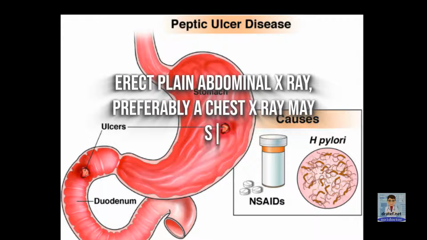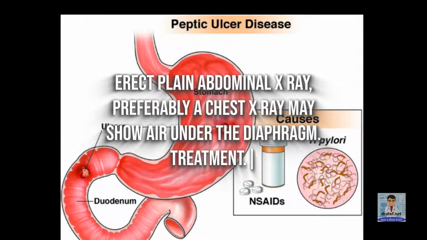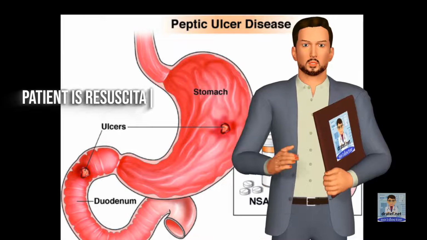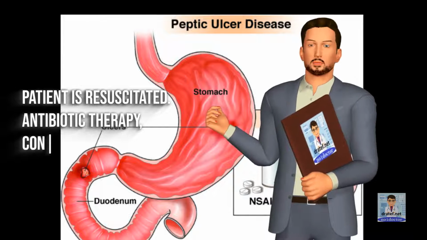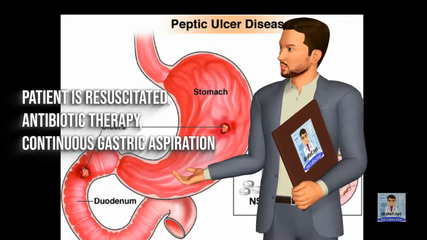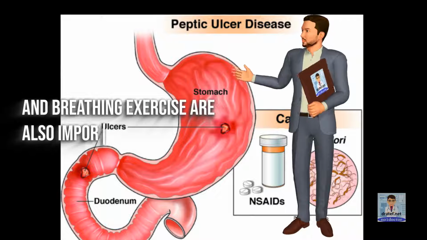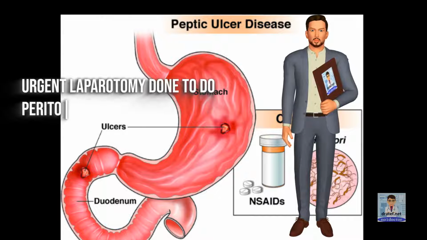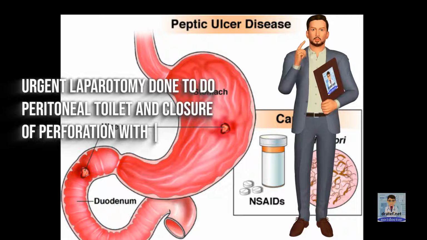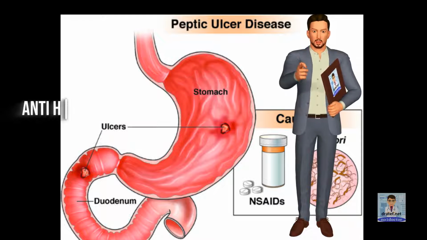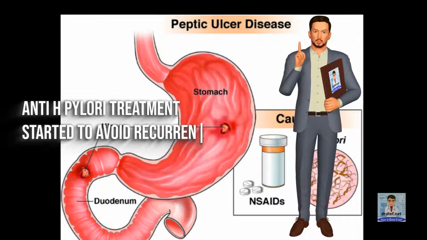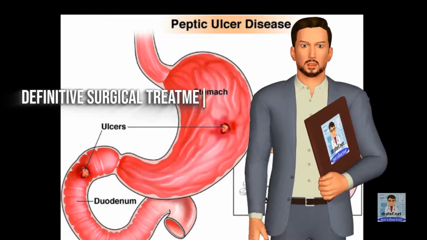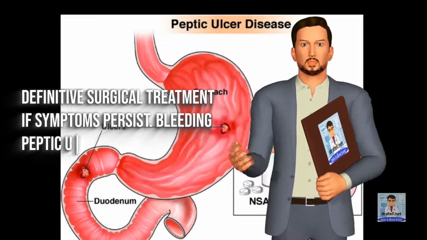Erect plain abdominal X-ray, preferably a chest X-ray, may show air under the diaphragm. Treatment. Patient is resuscitated. Antibiotic therapy, continuous gastric aspiration and breathing exercise are also important. Urgent laparotomy is done to do peritoneal toilet and closure of perforation with an omental patch. Anti-H. pylori treatment is started to avoid recurrence. Definitive surgical treatment if symptoms persist.